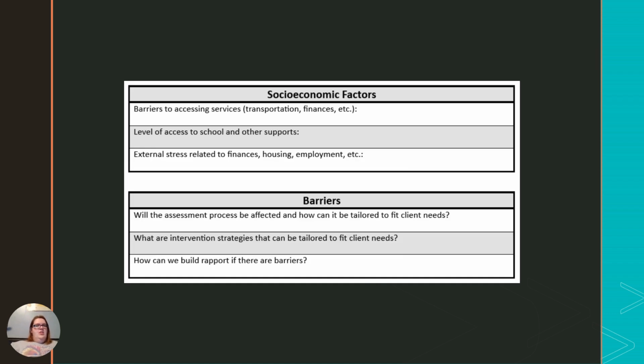The next ones are socioeconomic factors, which is the barriers to accessing service, level of access to school and other supports, and external stress related to the family. Following that will be barriers. We're going to assess how we may need to use those factors to assess the process, on how we can fit our intervention to the client and their needs, what strategies we may need to use, and how can we build rapport if there's barriers or other factors that may cause an issue with scheduling therapy.